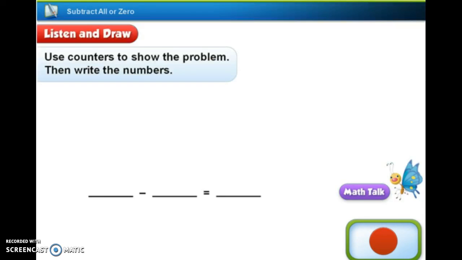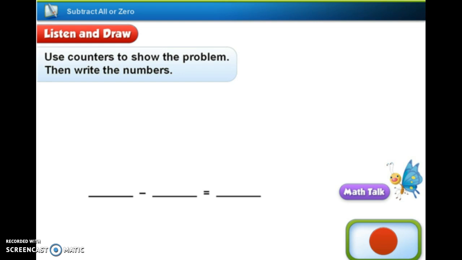Hi, boys and girls. Today we are going to subtract all or zero. Turn to page 105 in your math workbook. Push pause until you find the page, then push play to get started.